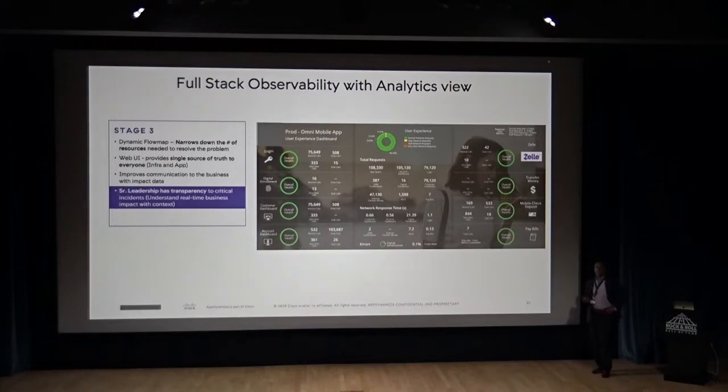And then they could show how much money they were losing every time the mobile app was not available. They have literally dollar amounts on site so that they could determine what the priority of the incident is.